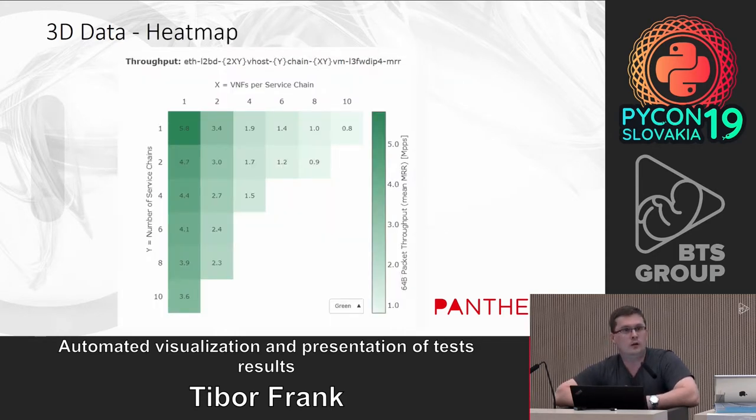Heatmap. Heatmap displays three-dimensional data in two-dimensional space. The screen is two-dimensional. Piece of paper is two-dimensional. So why not to use it? And it is much better readable. At one quick sight, you will get all the information you need.